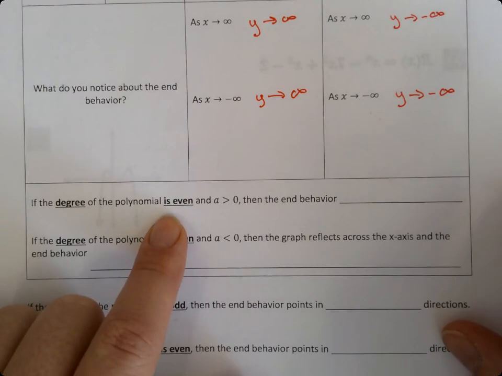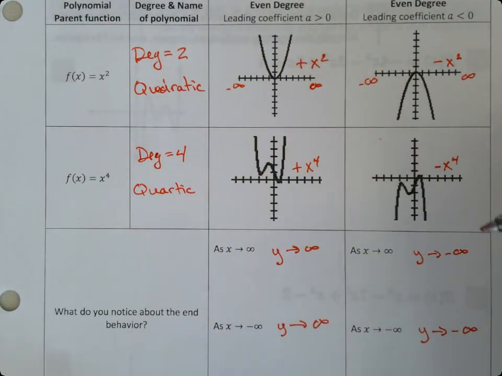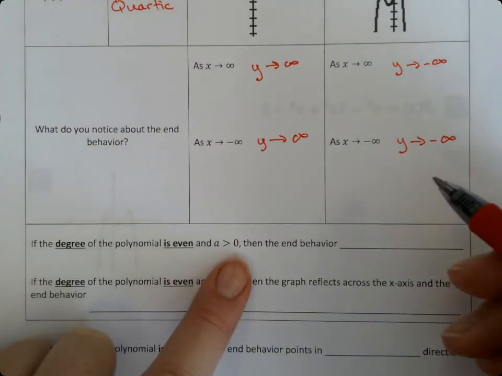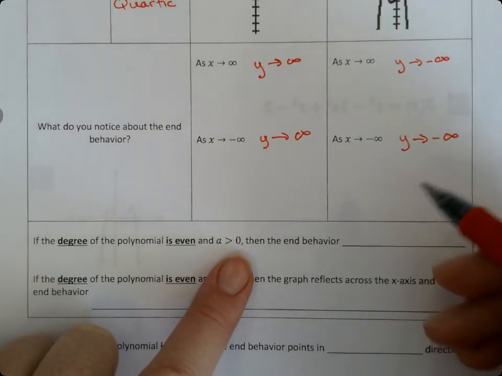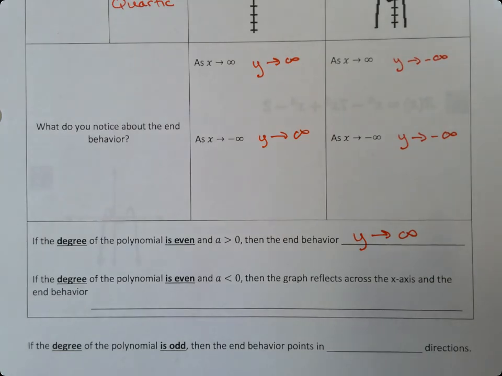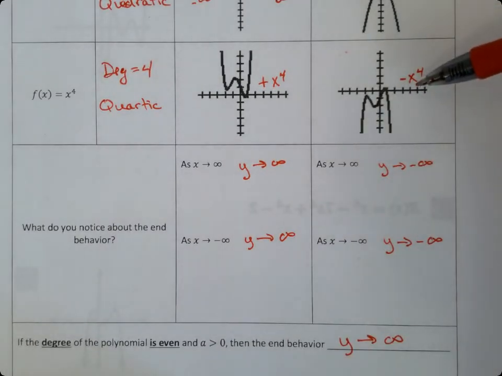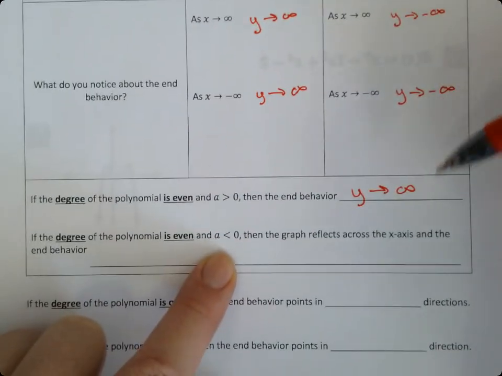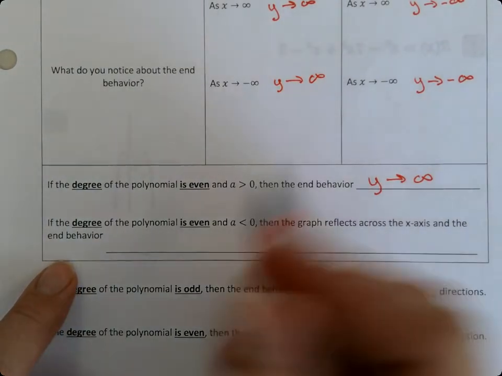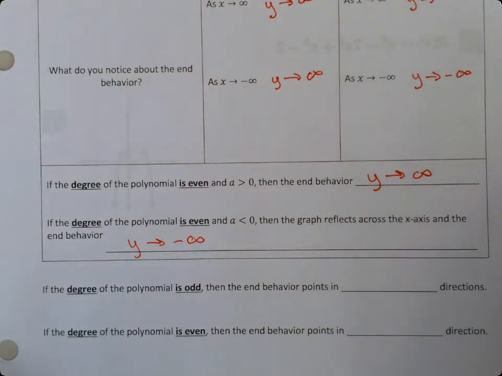All right, the degree of the polynomial is even. So if the degree of the polynomial is even, like 2, 4, 6, etc., and a is greater than 0, then the end behavior is increasing, okay? It's going in the same direction. So the end behavior will be that y is going to positive infinity for both of them. If the degree of the polynomial is even and the leading coefficient is less than 0, it's going to reflect across the x-axis, and the end behavior is also going to be going as y is getting to negative infinity. Okay, so everything's going to be decreasing for y.